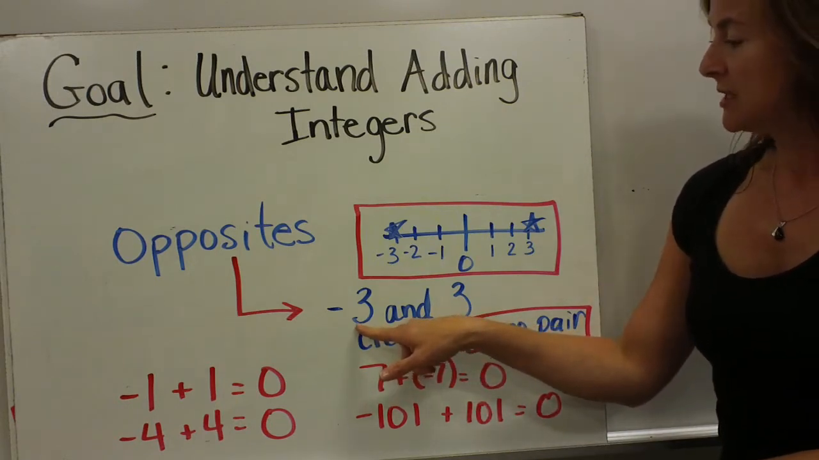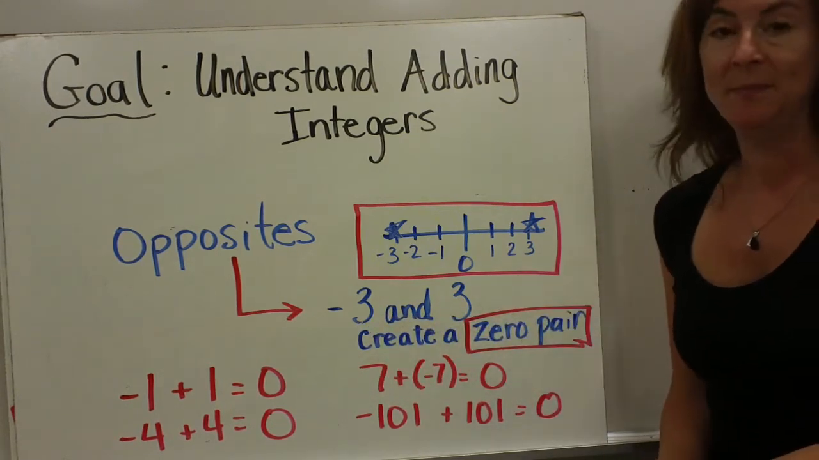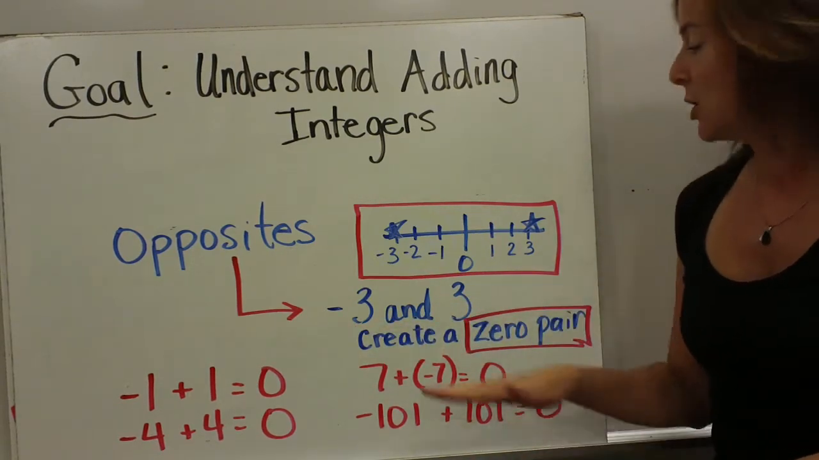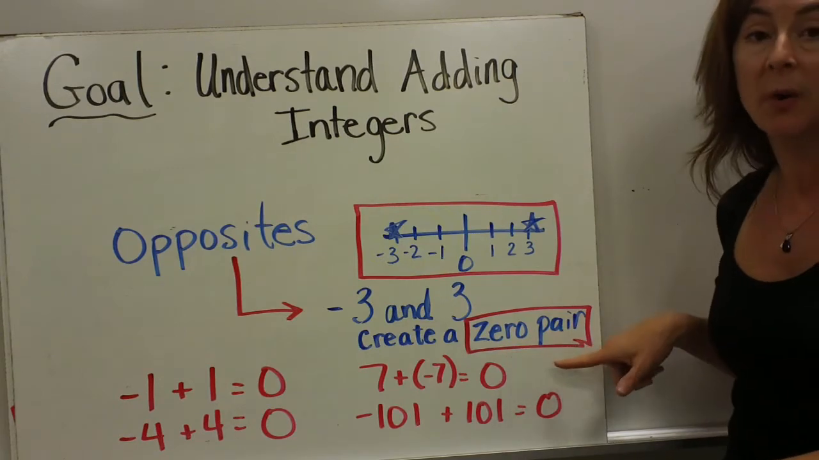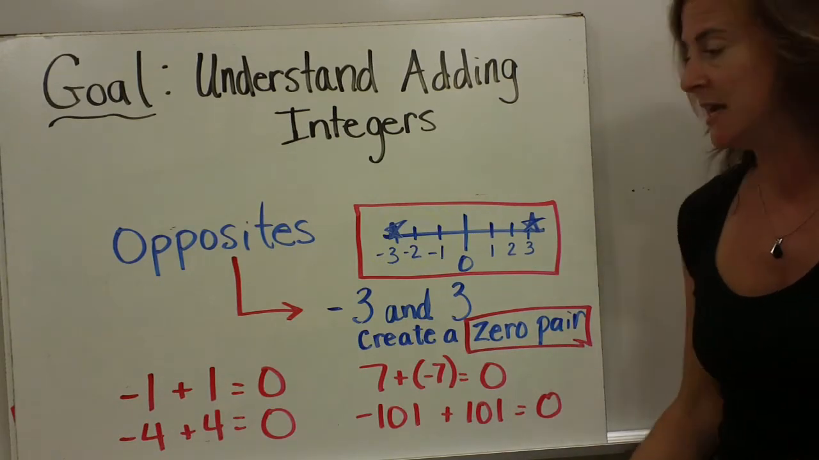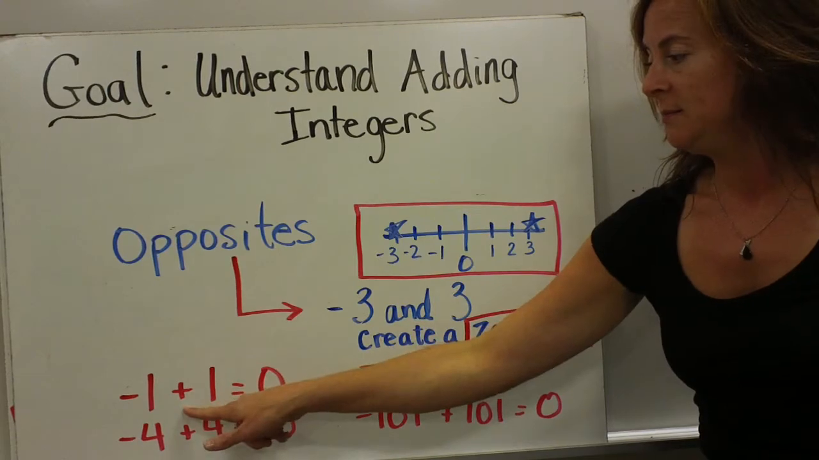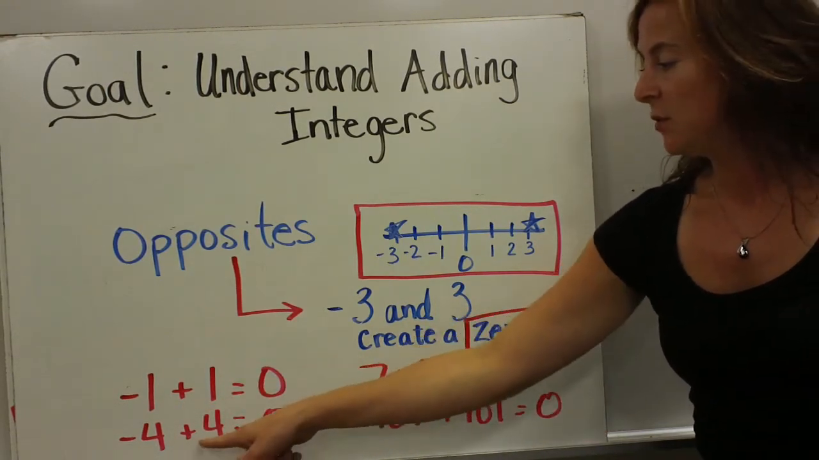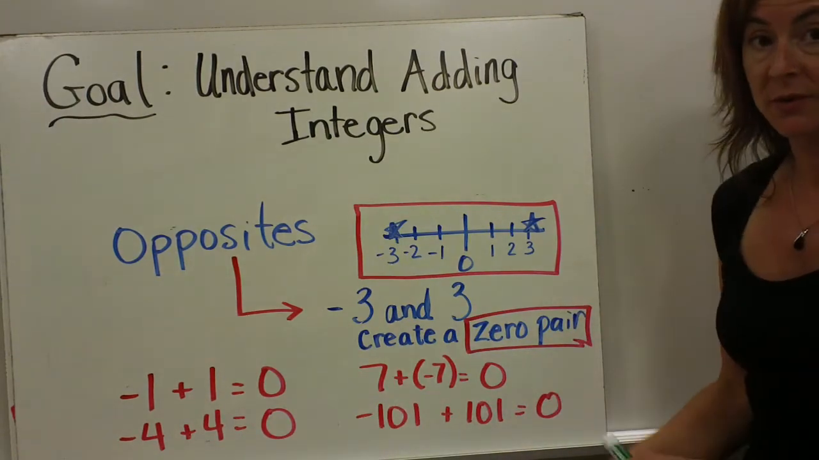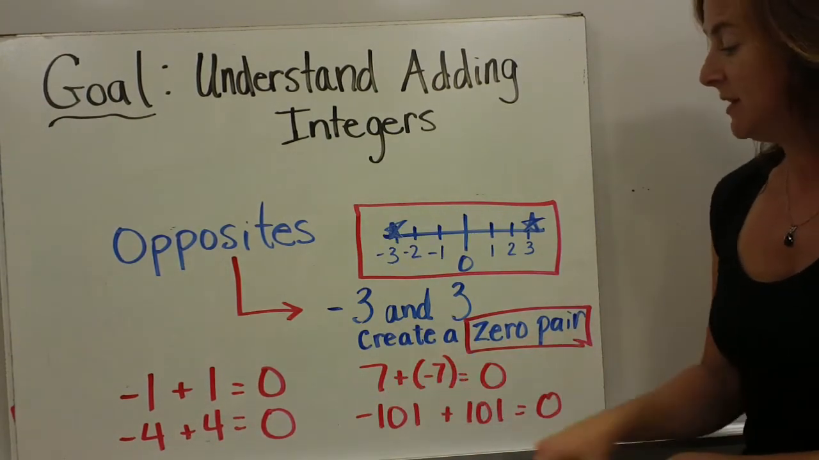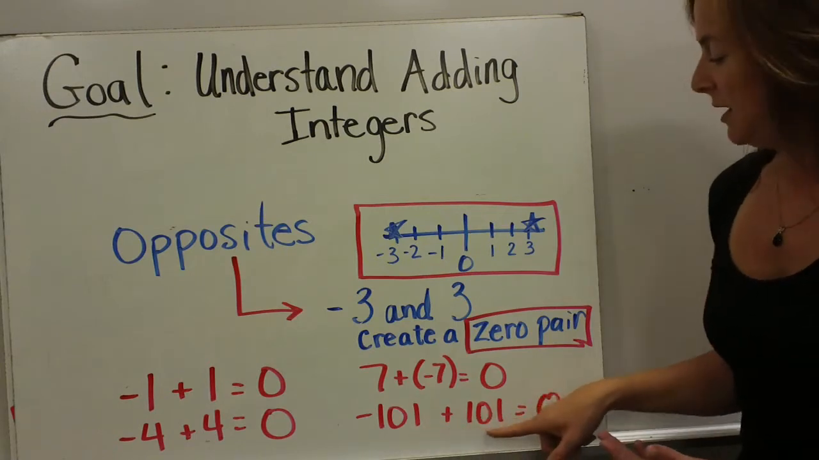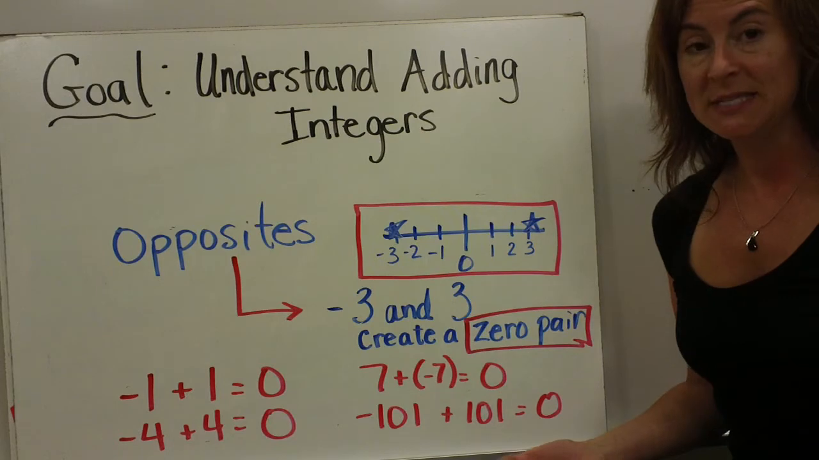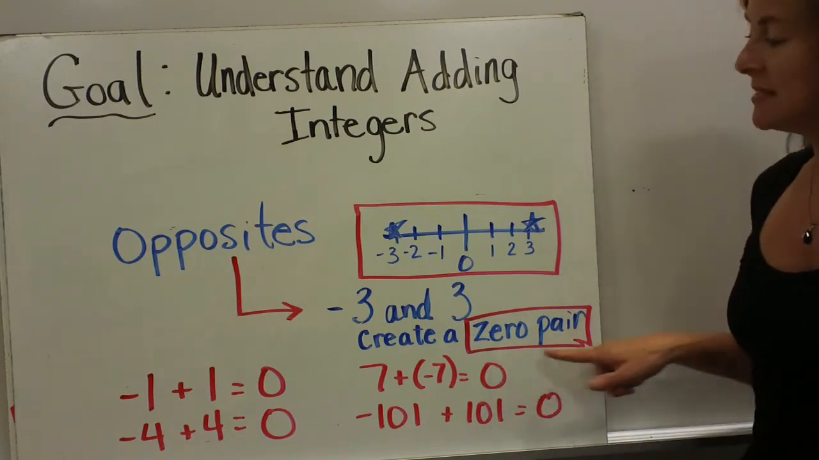So here I have marked -3 and 3. -3 and 3 are opposites. Opposites create what we call a zero pair. Let's take a look at some other examples. -1 and 1 equal 0. -4 and 4 also equal 0, as do -7 and 7, -101 and +101. You get the idea. Opposite numbers create a zero pair.